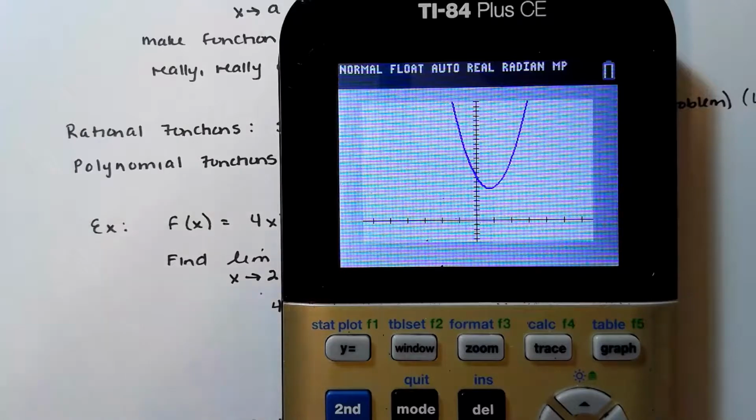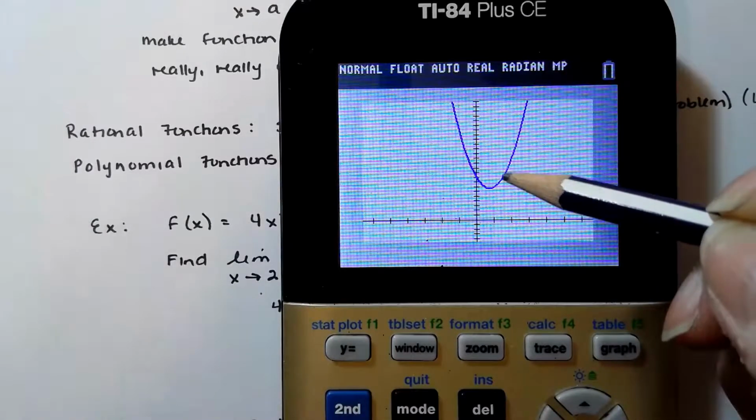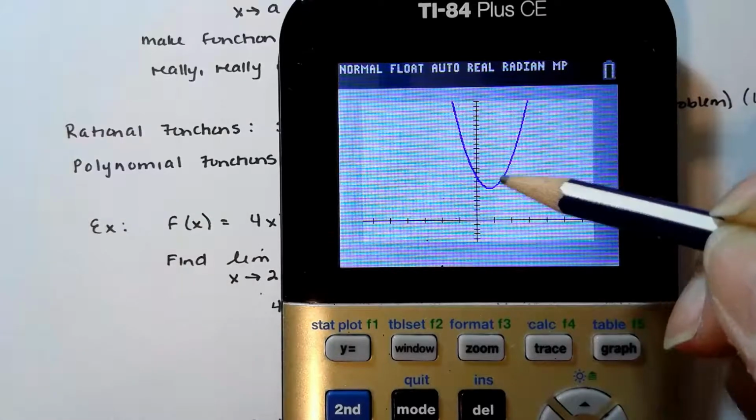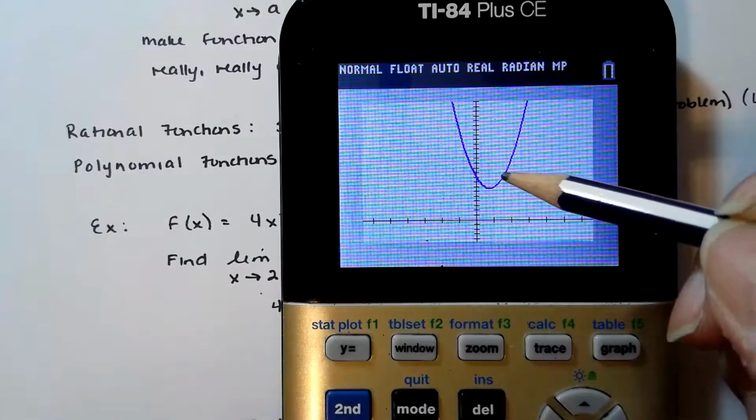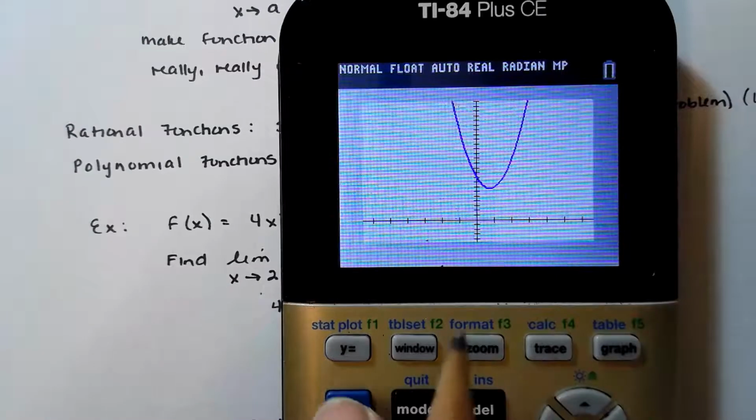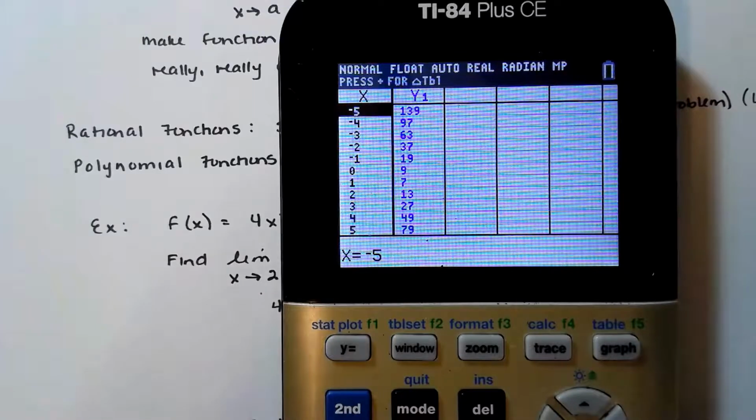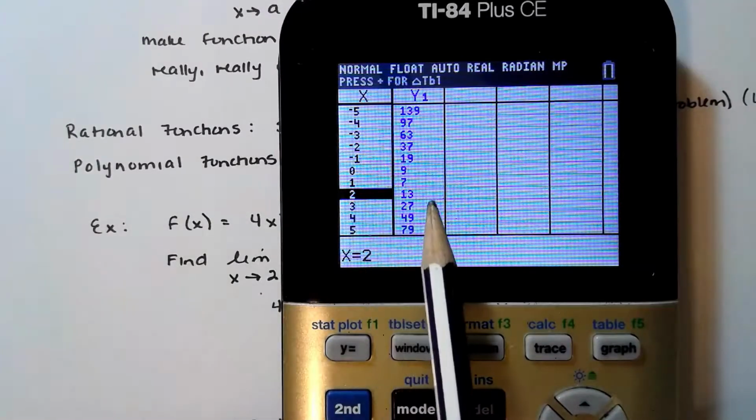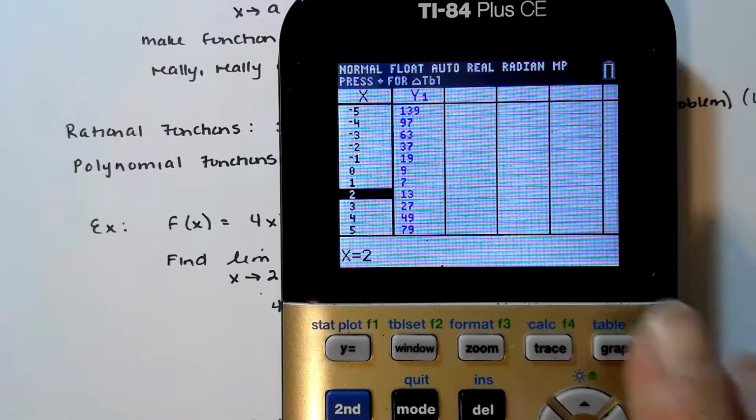Let me use a pencil so I don't mess up my screen. When x is 2, what's the height of this function? Well, I can count these little units here. Hopefully it's 13, but rather than that, I can use the second table key, and look, where x is equal to 2, y is equal to 13. So the height of the function is 13.